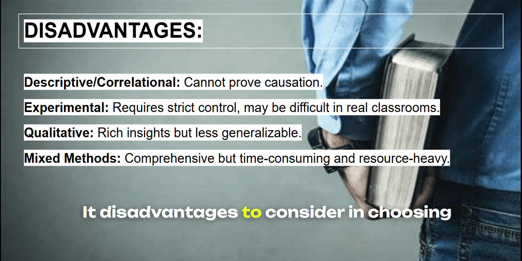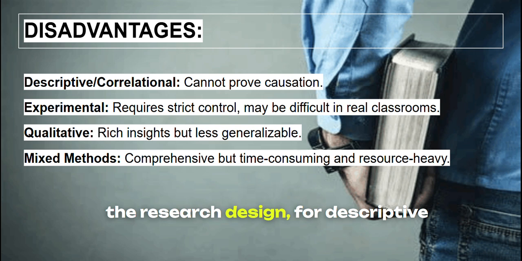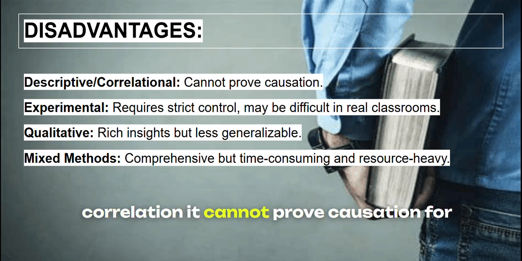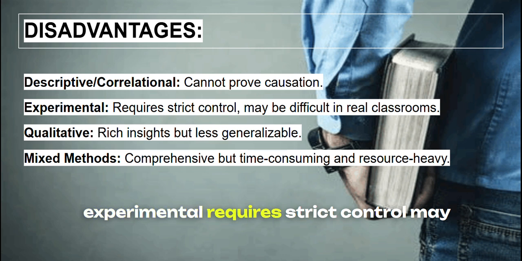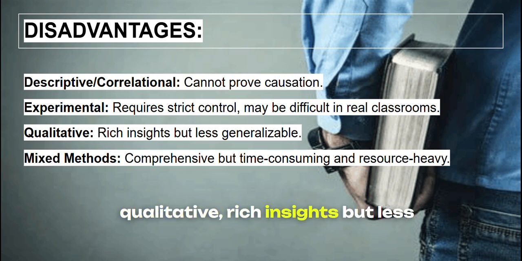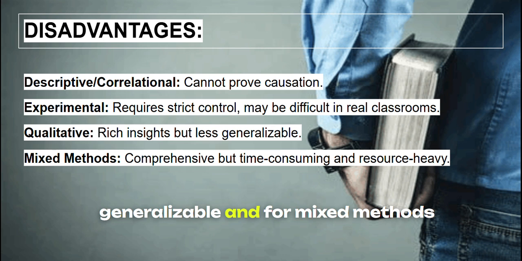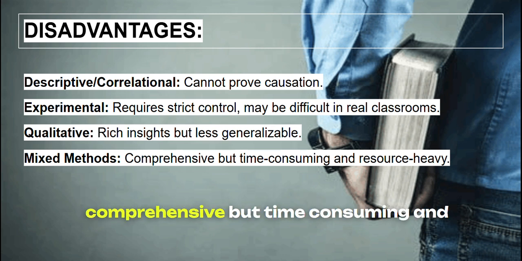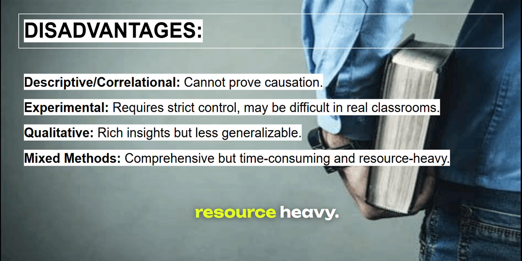The disadvantages to consider in choosing the research design. For descriptive and correlational, it cannot prove causation. For experimental, requires strict control, may be difficult in real classrooms. For qualitative, rich insights but less generalizable, and for mixed methods, comprehensive but time-consuming and resource-heavy.